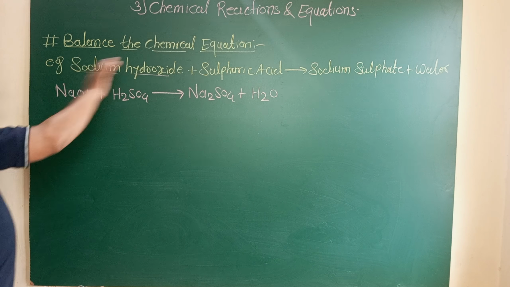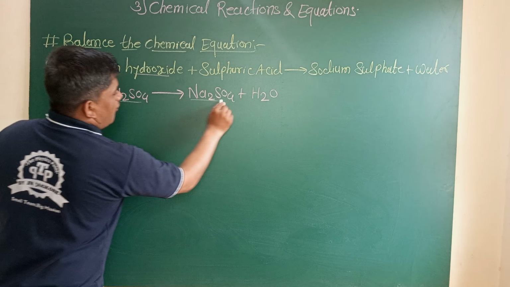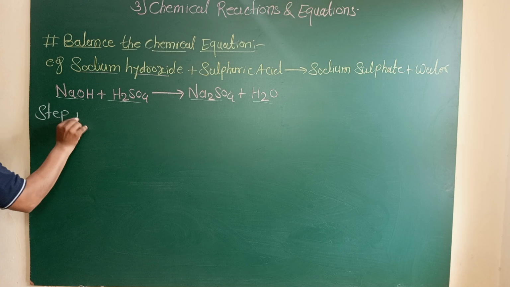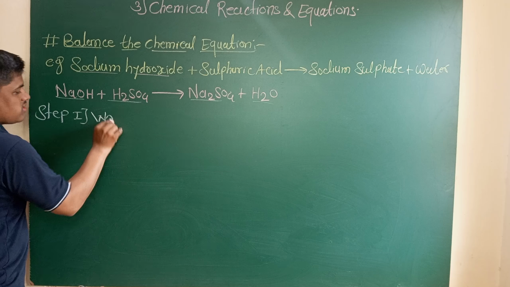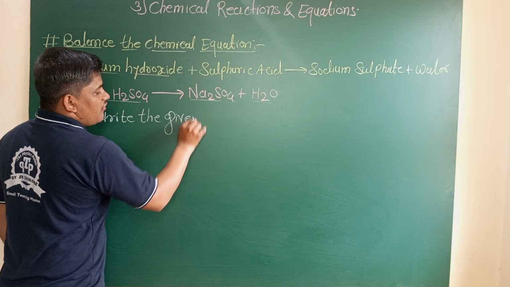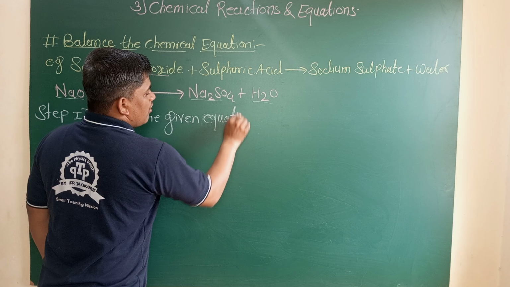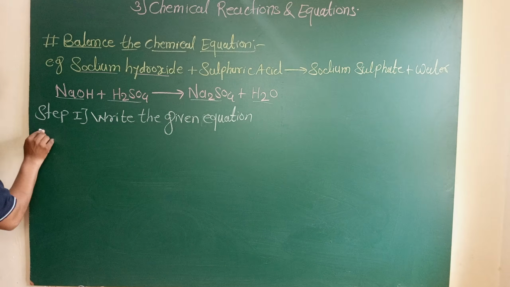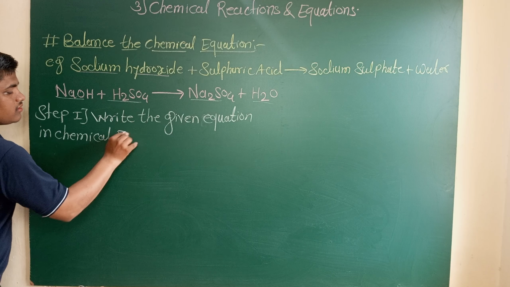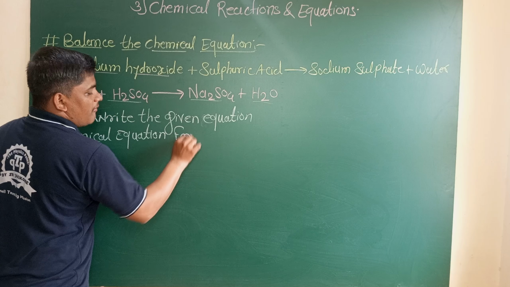This is the first step to balance chemical equations. If the equation is given in word form, it must be written in chemical form. What is step 1? Step 1: write the given equation in chemical equation form.